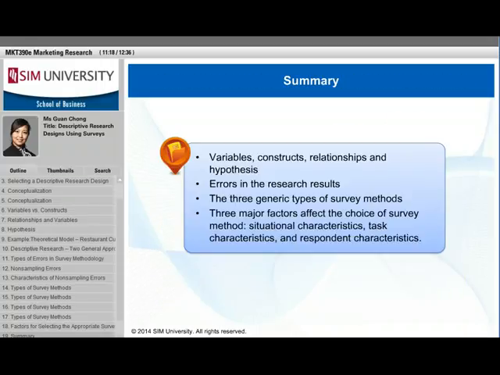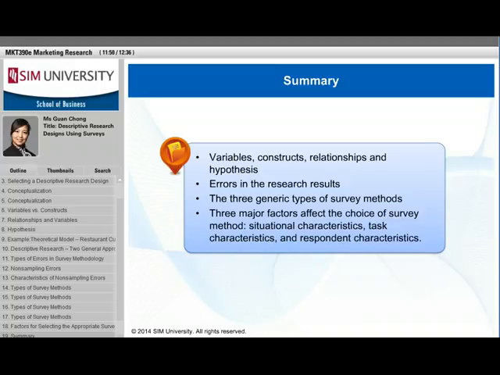To summarize, a variable is an observable item that is identified as a focus of study and used as a measure on a questionnaire. A construct is an unobservable concept that is measured by a group of related variables. Relationships are associations between two or more variables. A hypothesis is an empirically testable but yet unproven statement about relationships between variables.